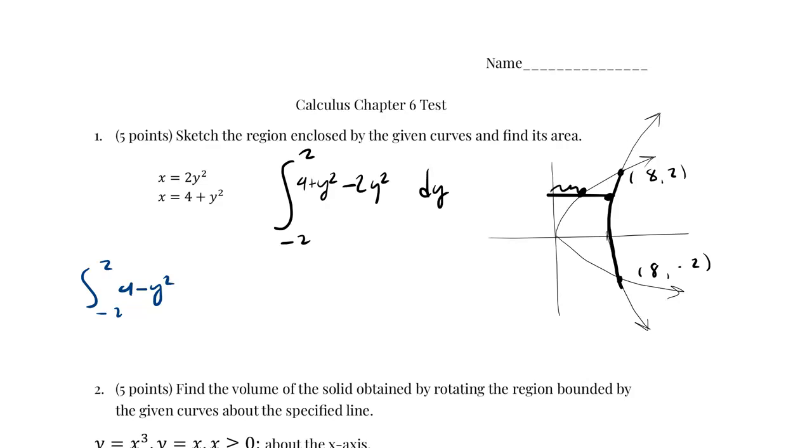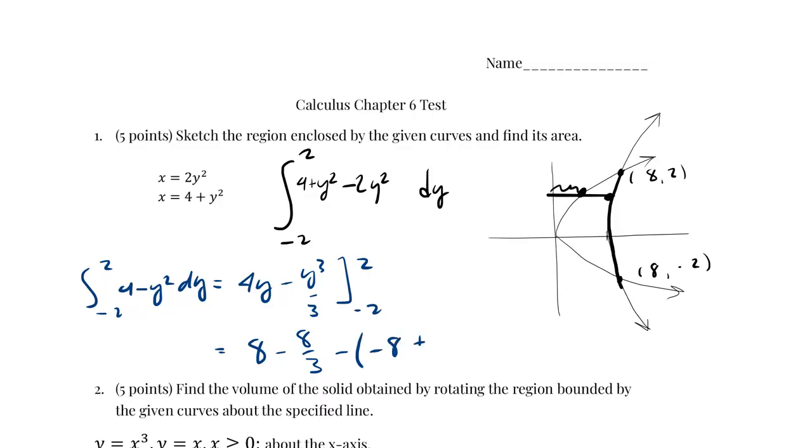4 minus y squared dy is equal to 4y minus y cubed over 3. We need to plug in these two values, negative 2 and 2. So when I plug in the 2, I'd have 8 minus 8 thirds. Subtract off, when I plug in the negative, negative 8 plus 8 thirds. So this is going to be 16 minus 16 thirds, which is 32 thirds.